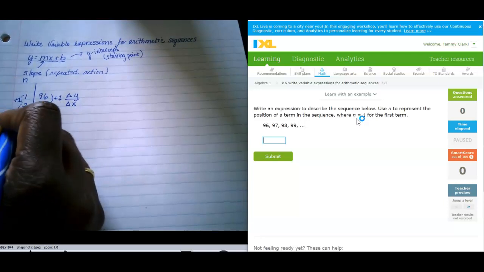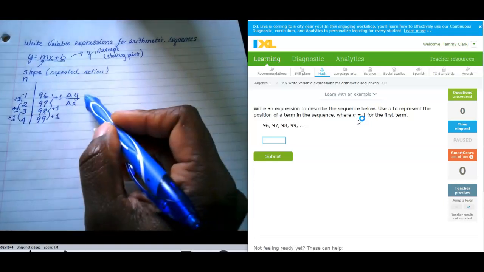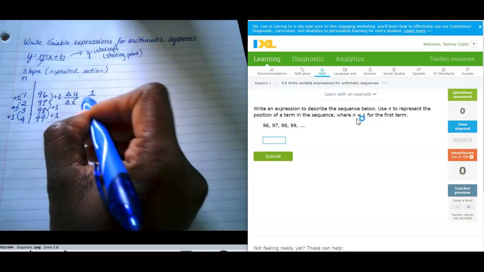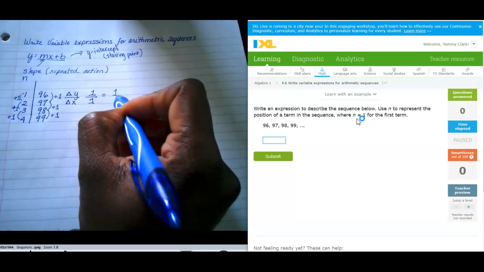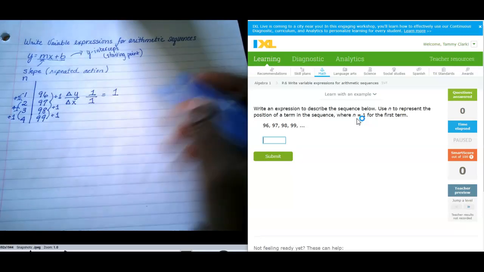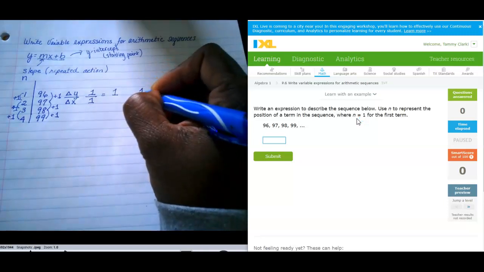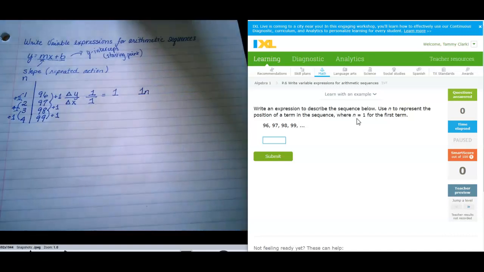So the change that I see in the range, or my rise, is 1. The change in my run is 1. So therefore, my slope is 1. So I'm going to put that over here, 1. And instead of putting x, I'm going to put n. Okay, that's all well and good.